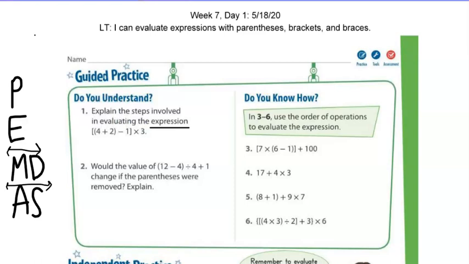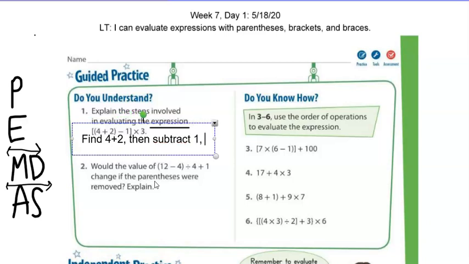So looking at number 1, first thing that we want to do is look at our problem and see what is the innermost parentheses. So if we're trying to find the innermost parentheses, what is it that we would be doing first? The first thing that we would want to do is find 4 plus 2. After we find 4 plus 2, then we're going to go to the next set of parentheses, and that's going to be your brackets. So whatever we get for 4 plus 2, then we would subtract 1.